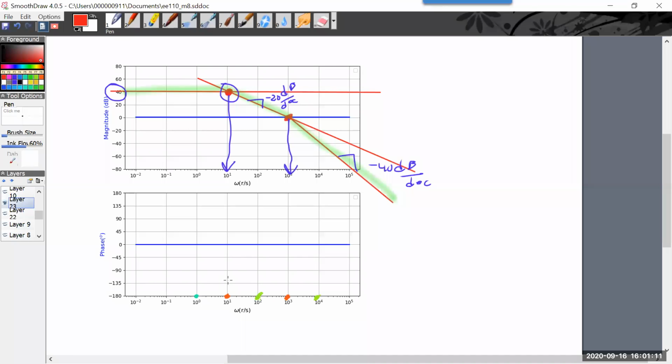And here the phase was supposed to be 0. At the pole, it was going to be 45. In between, it was going to be 90. Then it was going to be 135, and here. And then it flattens.